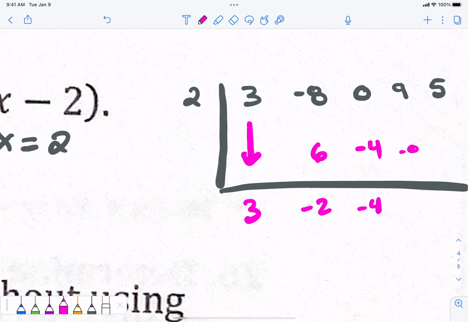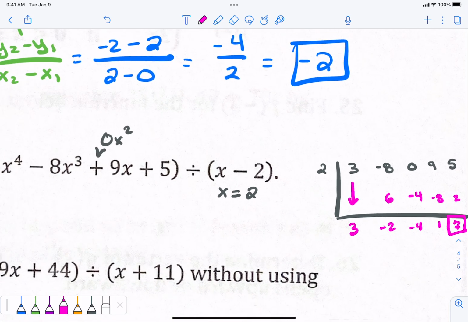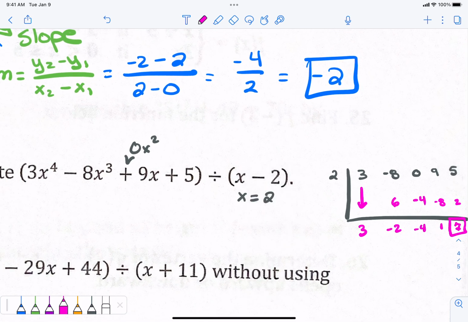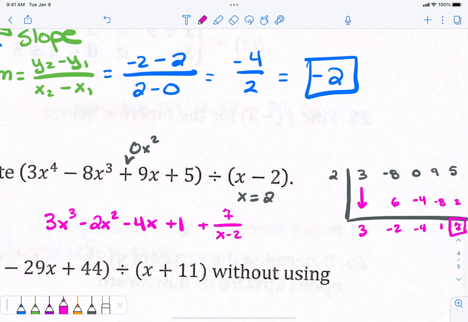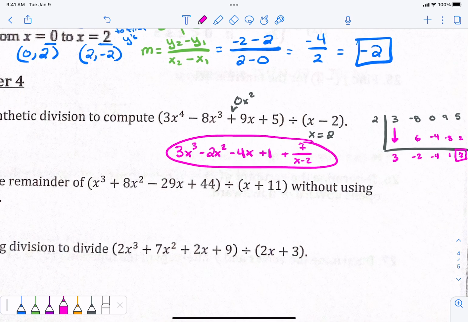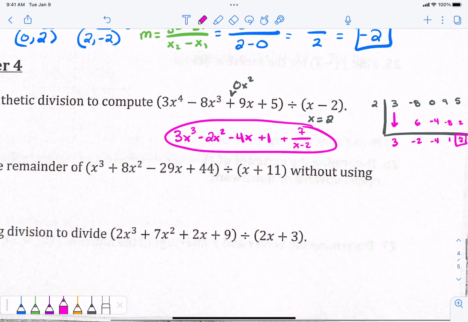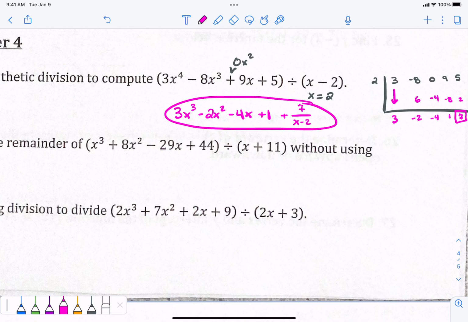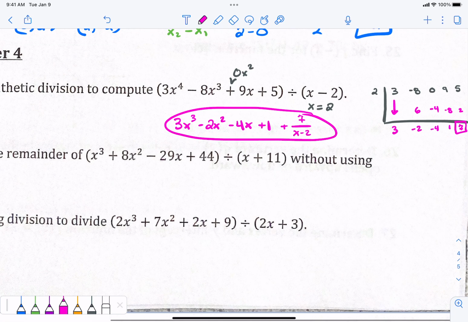Oh, I used a 0. This doesn't come out nice. I got a remainder. Did you get a remainder? Did you put a 0 in? I put the 0 in the wrong spot. Okay. So did you get 3x to the something minus 4x, this one plus 7 over x minus 2? Yep.